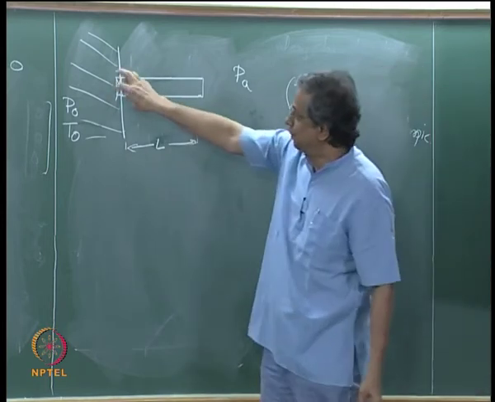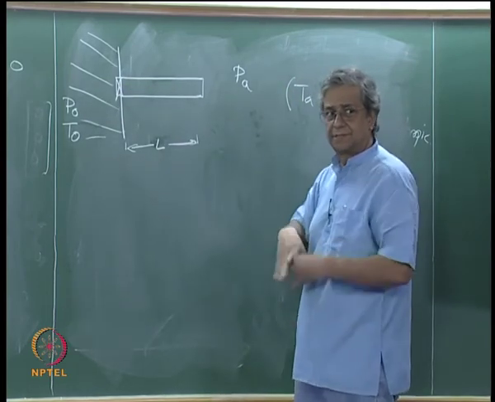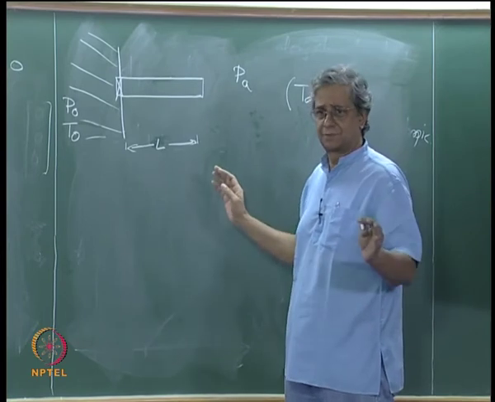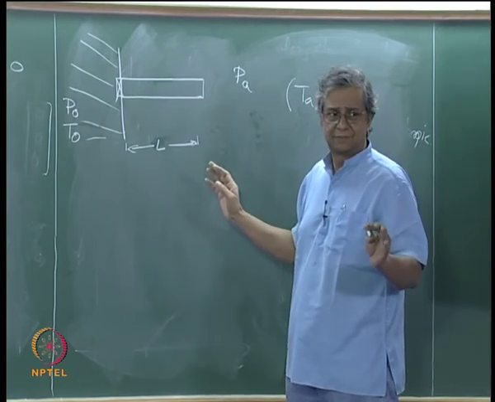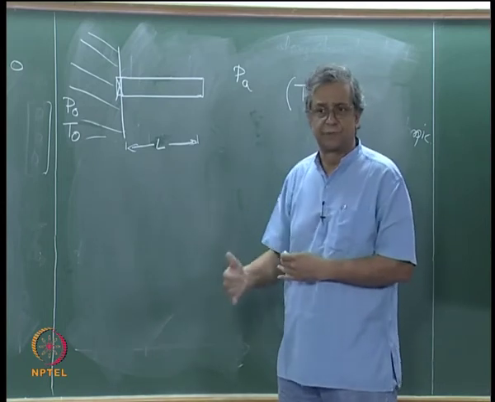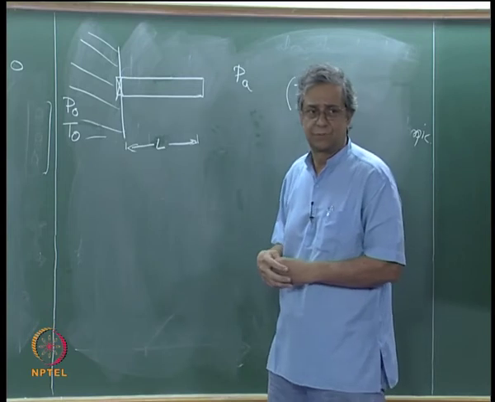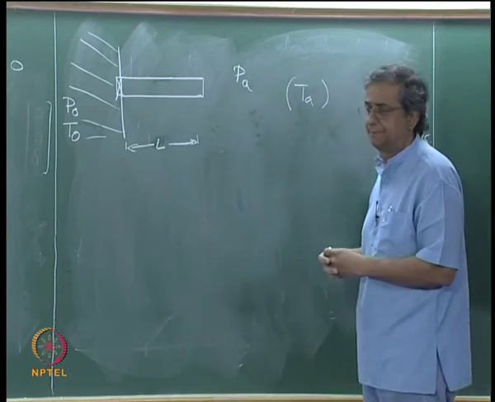So you open the valve and the gas starts to pour out. There is an initial transient and then it settles down, fine, and there is a flow field that is set up. We are interested in that steady state flow field. Right now we are not going to look at the transient, we are interested in that steady state flow field. What is that steady state flow field that we get?